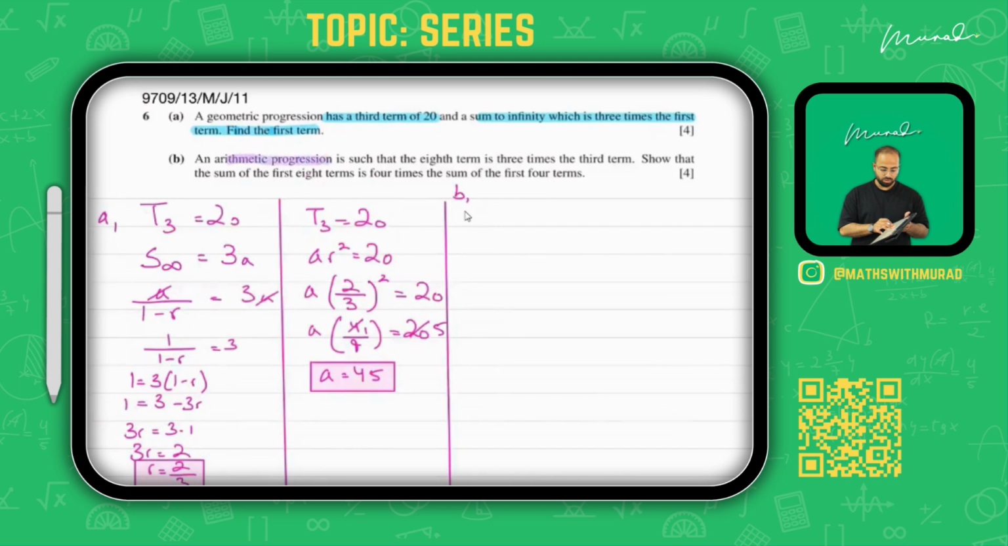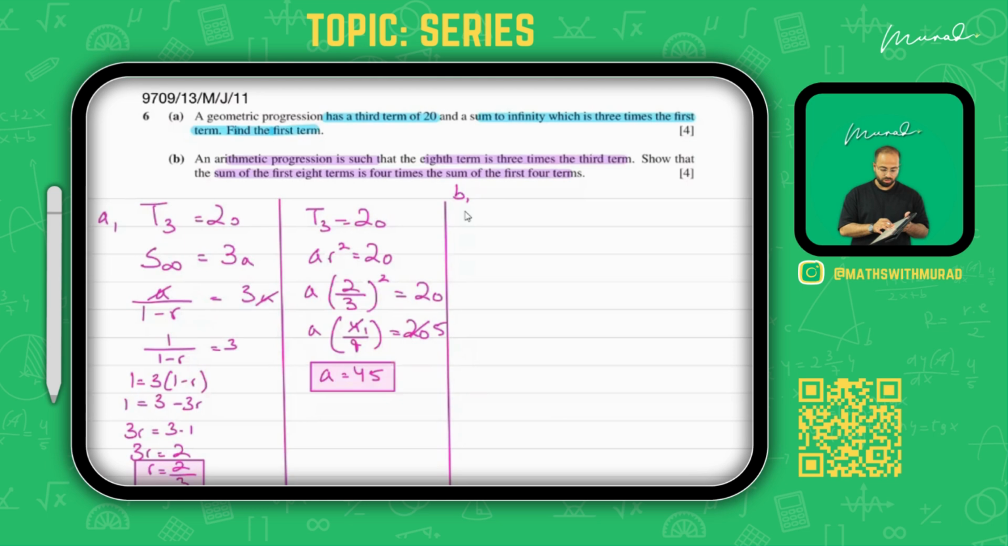An arithmetic progression is such that the eighth term is 3 times the third term. Show that the sum of the first 8 terms is 4 times the sum of the first 4 terms. You need to show that particular thing. So I'm going to start my working from this particular part.